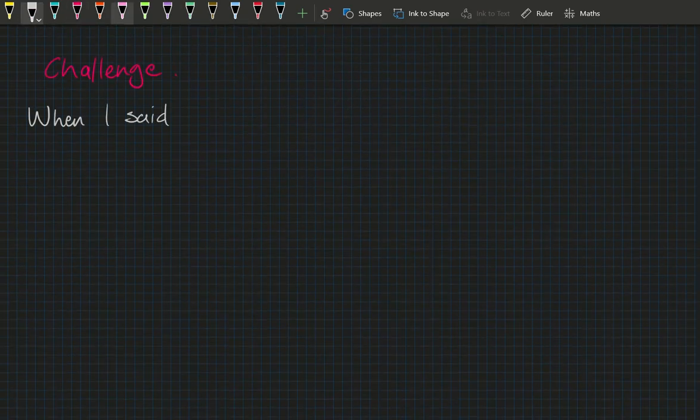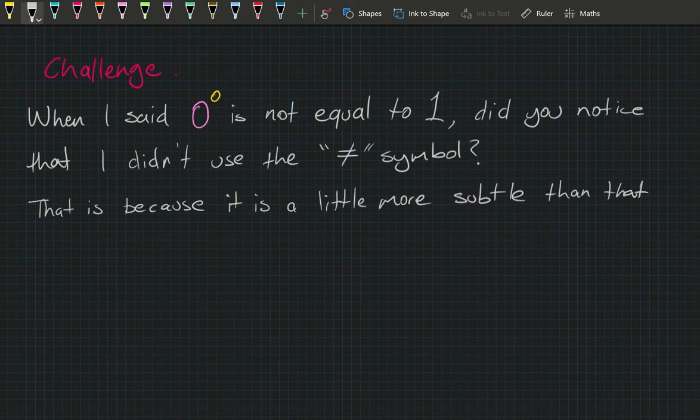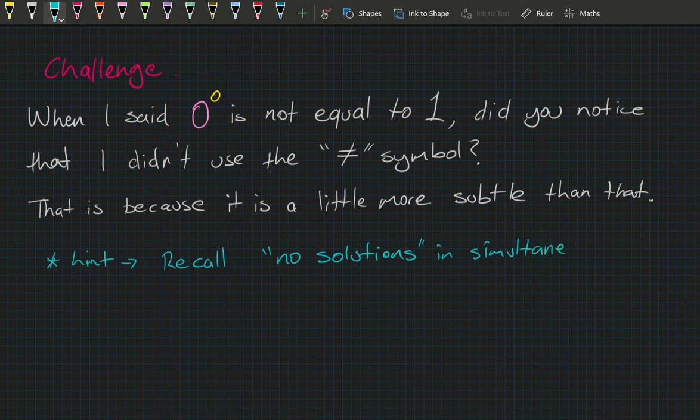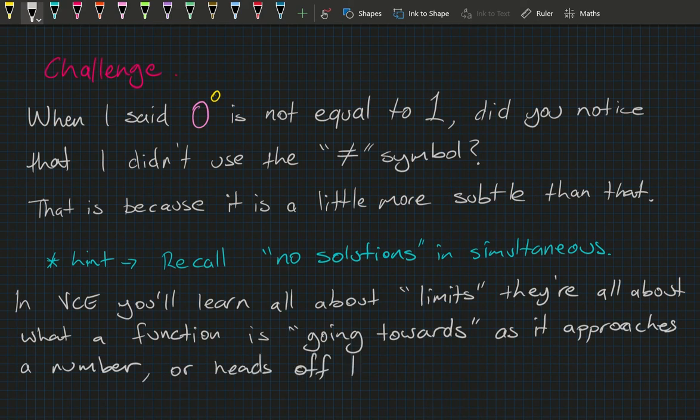Earlier in this lesson, when I said 0 to the power of 0 is not equal to 1, did you notice that I didn't use the not equal symbol? Well, that's because it's a little more subtle than that. To help you figure this out, it might be a hint if you try and recall the no solutions in simultaneous equations. In BCE, you'll learn all about limits. They are all about what a function is going towards as it approaches a number or heads off to infinity.